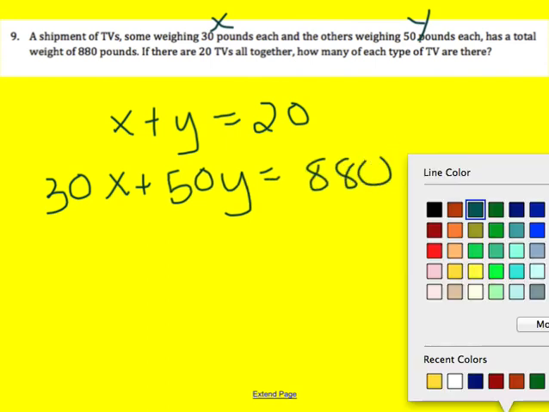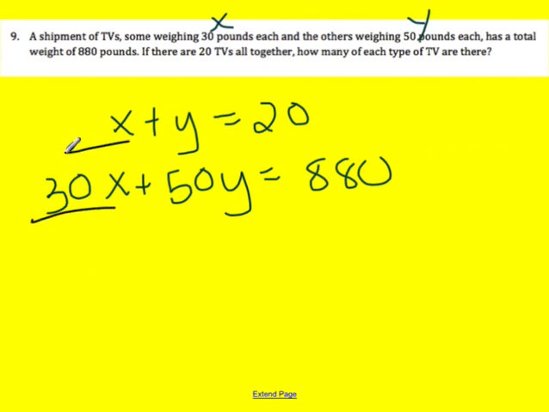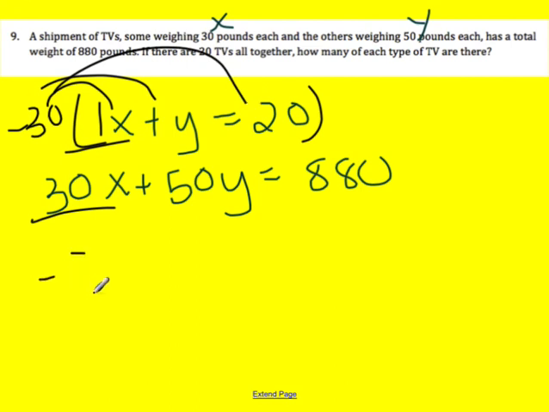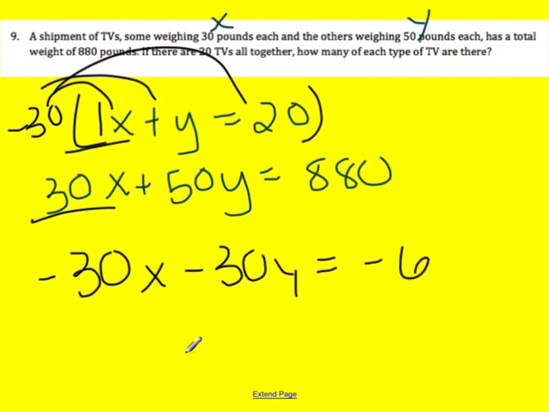So now to solve this by elimination, I want to make these opposites. Well, what's the opposite of 30? That's going to be a negative 30. What do I need to multiply 1 by to get negative 30? Negative 30. So we'll take that negative 30 and distribute it in. So we get negative 30x minus 30y is equal to negative 600. And that second equation is going to stay the same.